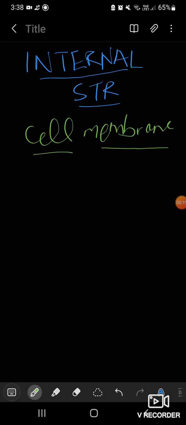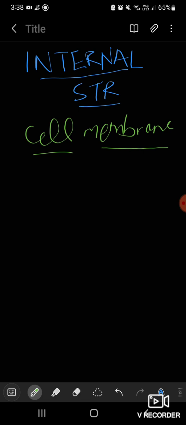This is part 4, and today we're going to be talking about the internal structures. I think we will cover some of them today and the rest of it in the next video. So let's start. Internal structure contains those parts which are inside the cell wall.